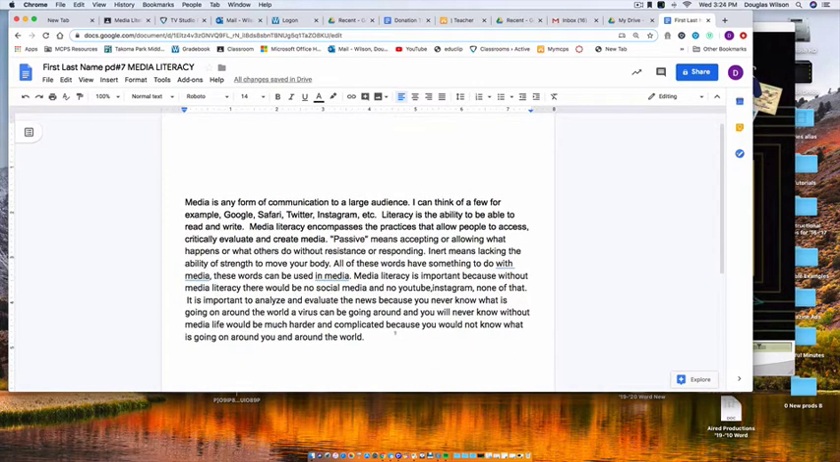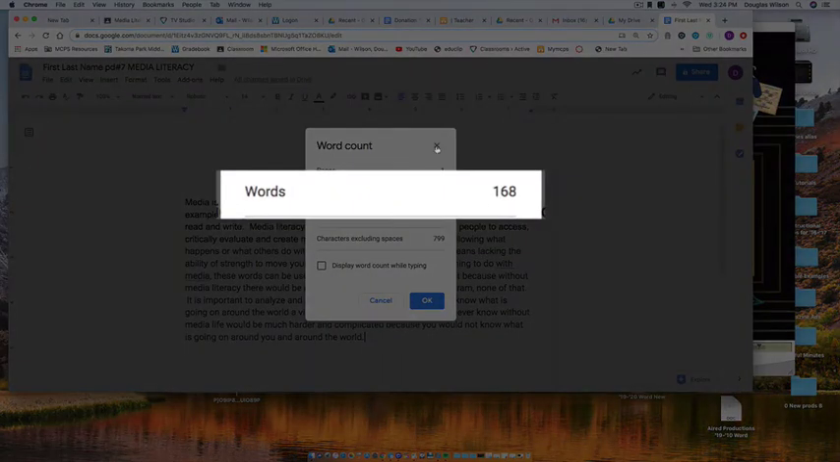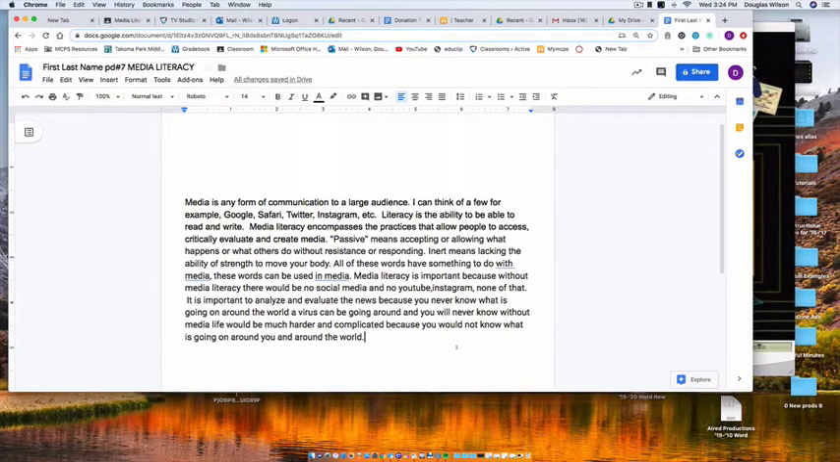Okay, now that I've put it into a paragraph, now I'm going to do my word count, and I can see I only have 168 words. So this does not meet the word count.